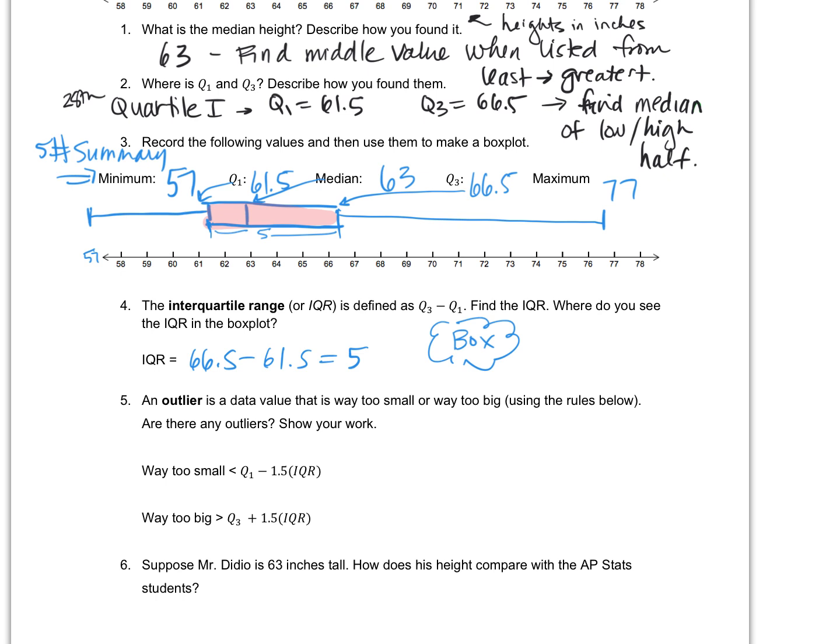It's the box. Now, here's the question y'all been asking me. How do I know if it's really an outlier, miss? Here you go. The mystery is now solved. An outlier is a data value that's way too small or way too big. Well, what makes it way too anything, right? It's called the outlier rule.